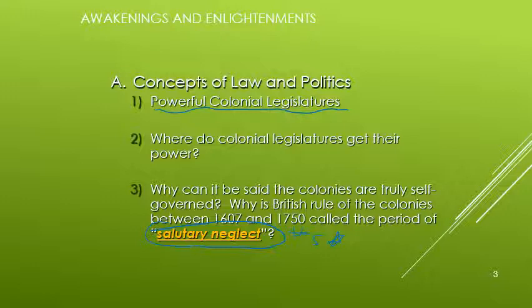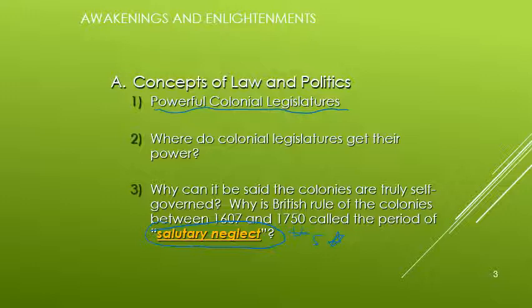So salutary neglect is basically the British policy that existed from 1607 to 1750 to allow the colonies to govern themselves so they can make more money, and essentially the crown could come in and institute rules whenever they wanted to. The thing was, between 1607 and 1750, the crown did this very little. They essentially let the colonies govern themselves. They saw no problem with that. They thought they had capable people there running the colonies.